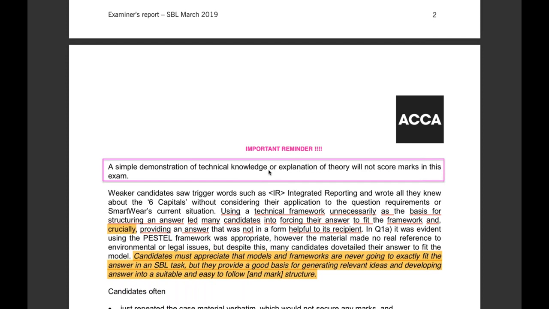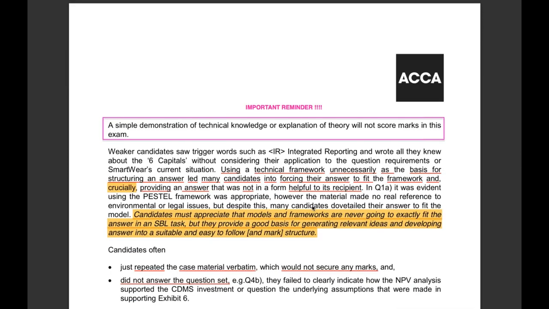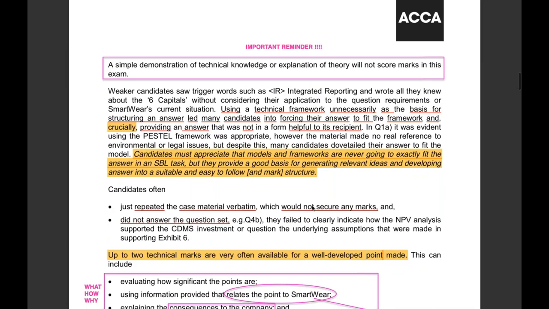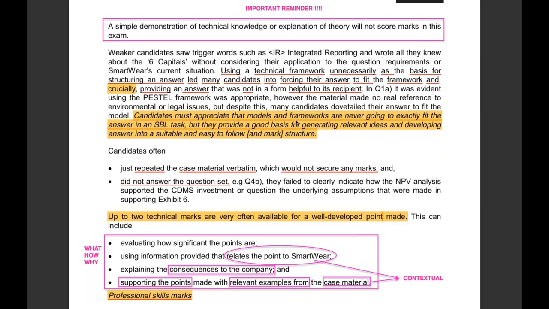What is it that you are not supposed to be doing? A demonstration of technical knowledge or explanation of theory will not score marks in the exam. Bear in mind, that's what the examiner has already emphasized, so take note of that. The problem that has been highlighted here is the problem of using models if you don't know how to use the model correctly. Because when you have models, they should be applied in the context of the case. So you wouldn't want to force your answer to fit the framework.